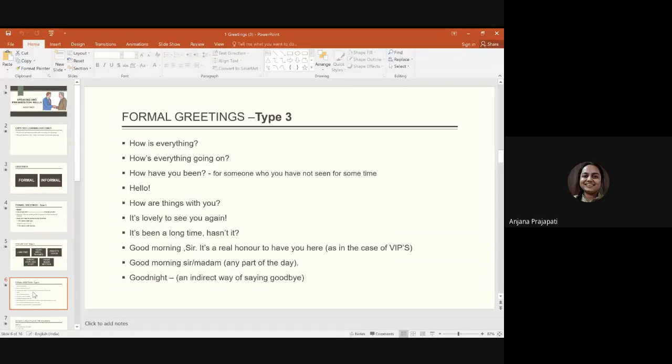Informal greetings, type 3. How is everything? So you ask somebody, how is everything? This is definitely not for when you meet for the first time. You know the person and you meet the person. How's everything going on? How have you been? So you ask, how have you been, to somebody whom you have not met for a very long time?